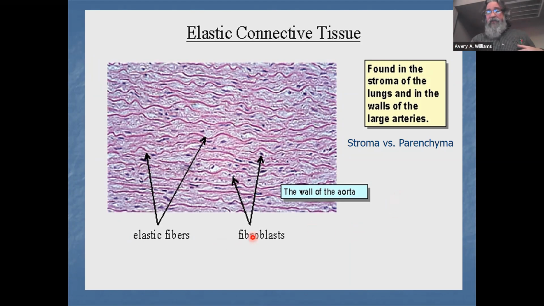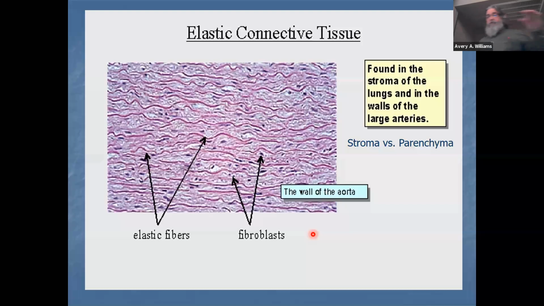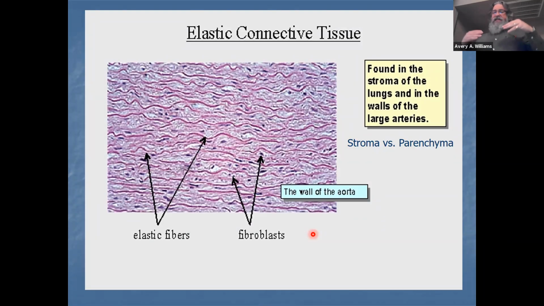They are accompanied with fibroblasts, and these fibroblasts are making the elastic fibers, and they're laying them down just like your little slinkies in organs that need stretch and recoil. And so here I have found in the stroma of the lungs and the walls of large arteries, among other places. Because your lungs expand and then they recoil. Your arteries are under much more pressure than your veins, and they can expand and they need to recoil. And so in the walls, you've got the slinkies.